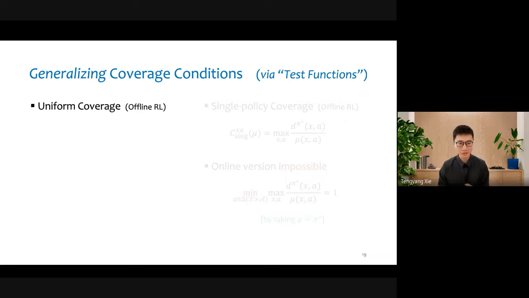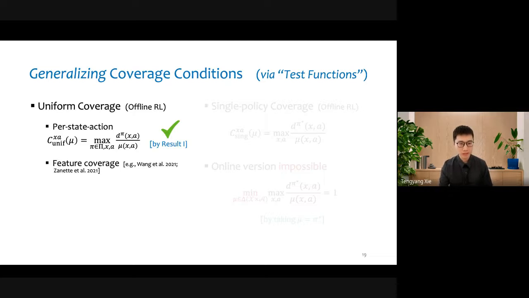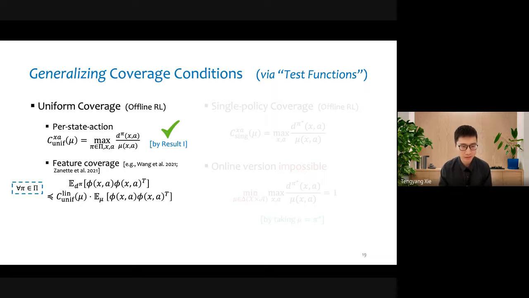So we come back to this uniform coverage style, and we just added this per state action case. Now how can we use the function class as the test function? Wang et al. and Bennett et al. have tried this in offline reinforcement learning. They use something called feature coverage, which essentially says that the covariance matrix of all the pi can be covered by the covariance matrix of mu times some constant.